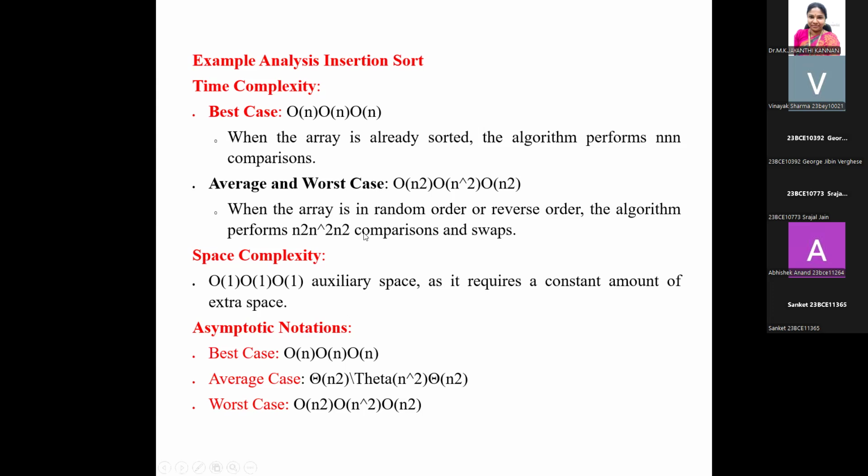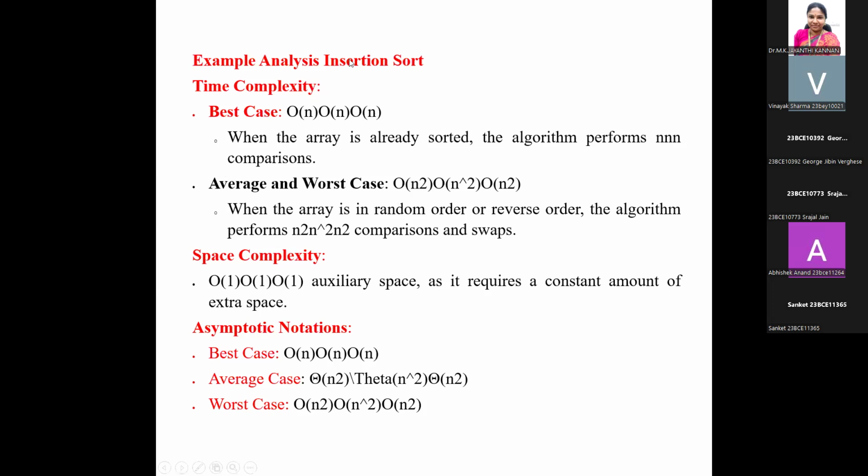And in the average case, when the array is in random order or in reverse order, the algorithm performs n square by 2 comparisons and swaps. When the given numbers are in reverse order, so we have to sort them in ascending order but the numbers are in descending order, all the numbers will be compared with all other numbers, and the maximum number of swaps must be done to get the sorted list. So that is called average and worst case.